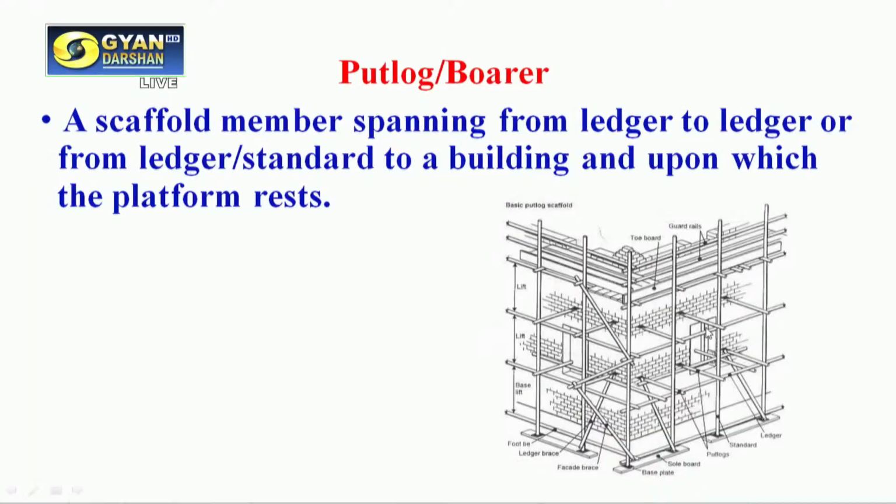As you can see here in this graphics also, these horizontal members which are running from the ledger to the wall, these are putlocks. All these are putlocks.